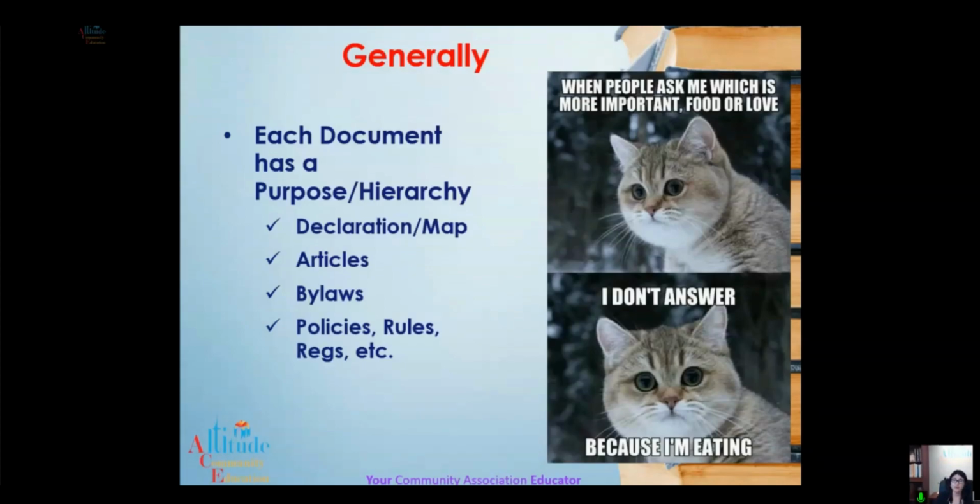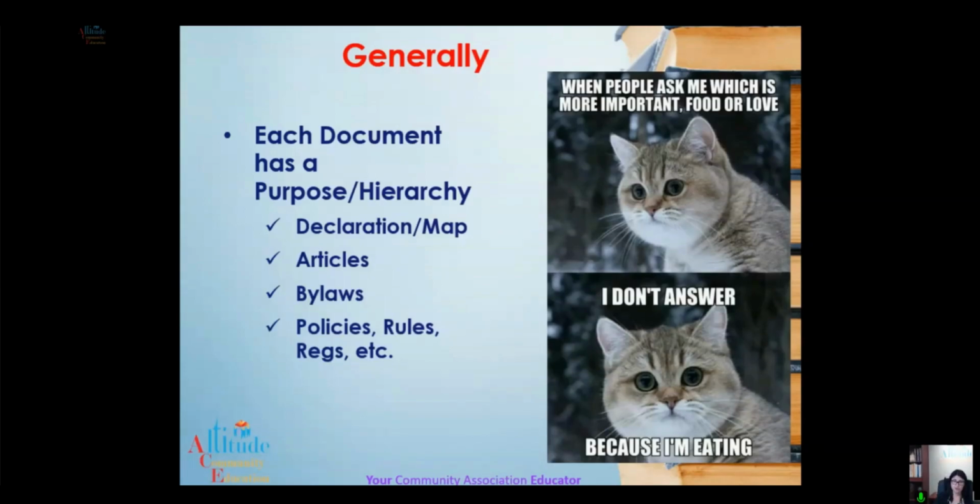But in general, the purpose of the declaration is really, this is the document that impacts our homeowners' rights. This is the document that tells homeowners they have to do things like pay assessments, get ACC approval, and that they can't do things.